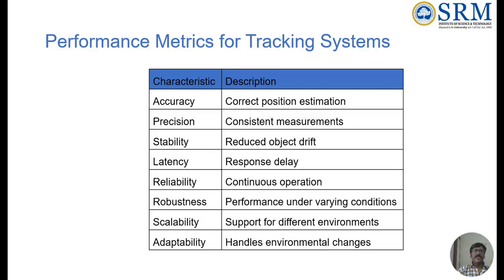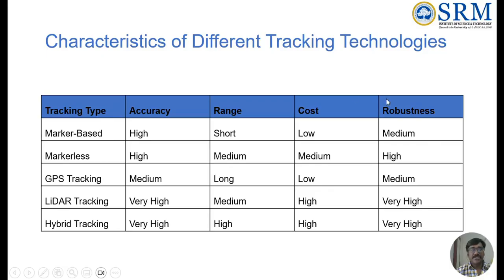And the performance metrics for the tracking system are considered in limited aspects: accuracy, indicating correct position estimation; precision, the consistent measurement; stability, reducing object drift; latency, the response delay; reliability, continuous operation; robustness, performance under varying conditions; scalability, support for different environments; and adaptability, handling overall environmental changes.